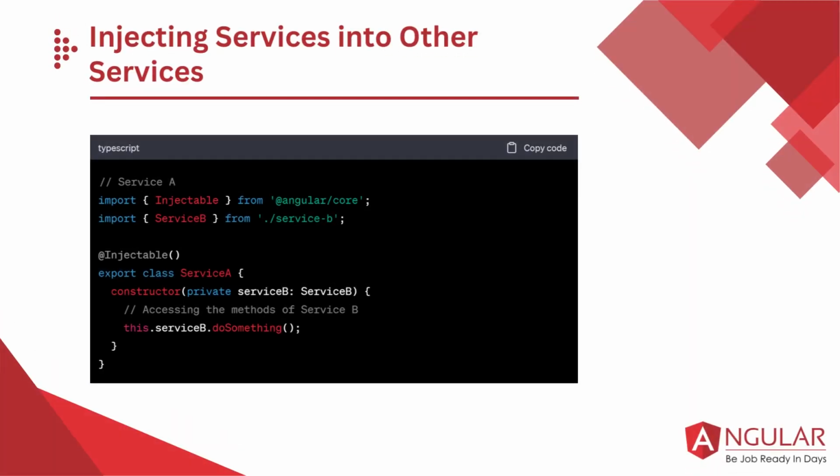3. Injecting services into other services. Services can also depend on other services. To inject one service into another, you can use constructor injection just like you do with components. This allows you to create a chain of services that collaborate to provide various functionalities to the application.